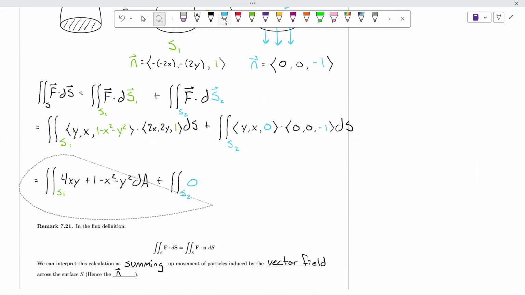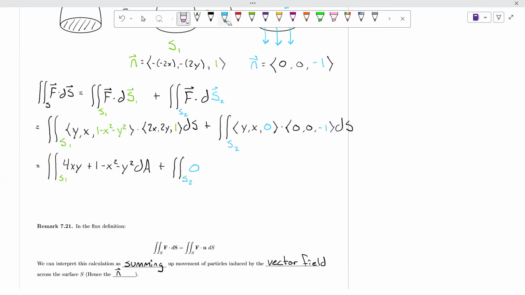Maybe scrunch this stuff together a little bit and give myself enough room for one more line. Yep, just barely.